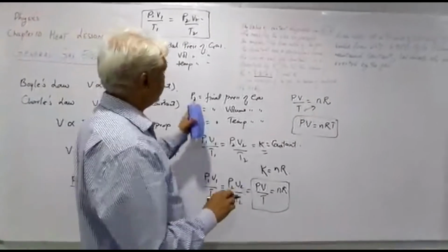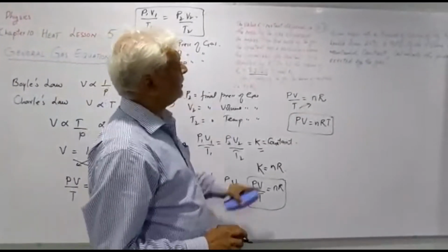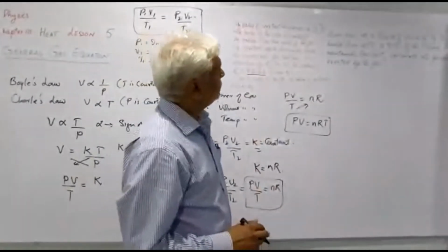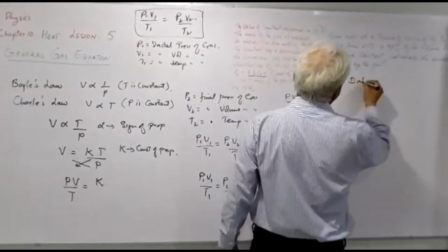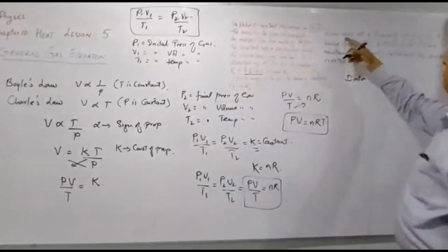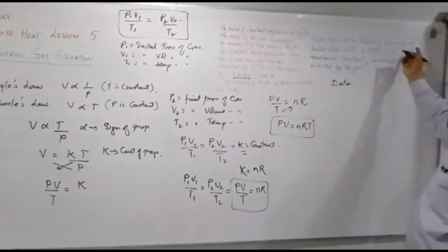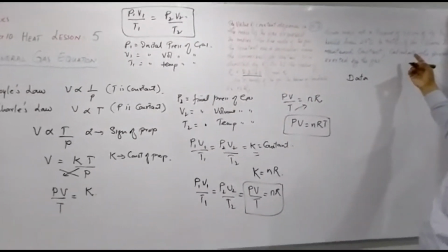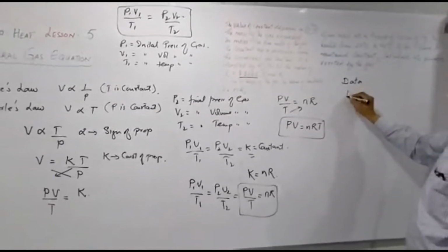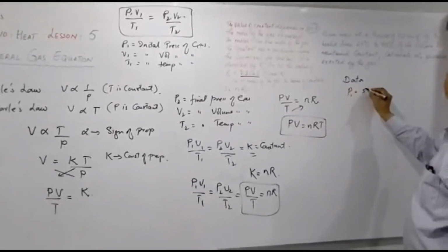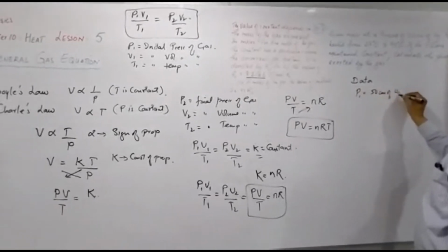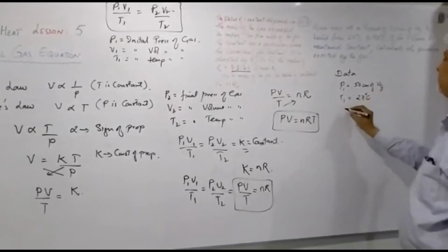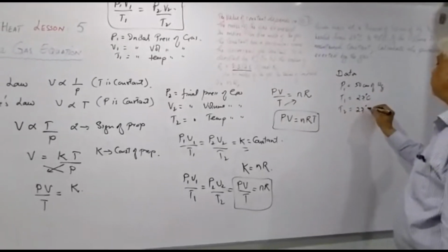Now I have one problem based on this formula. This is in your textbook, problem number 3. Just write down the data first. The question reads that a given mass of gas at a pressure of 50 centimeter of mercury is heated from 27 degrees centigrade to 97 degrees centigrade. So the initial pressure is 50 centimeter of mercury, and the initial temperature is 27 degrees centigrade, heated to 97 degrees centigrade.